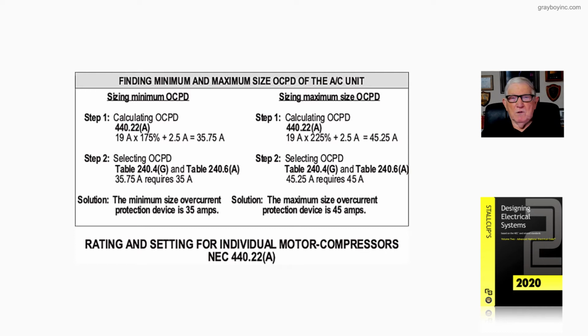So we can't go forward. There's no exception to let you round up, so we're rounding down and we select 35 amps. So the minimum size would be 35 amps.